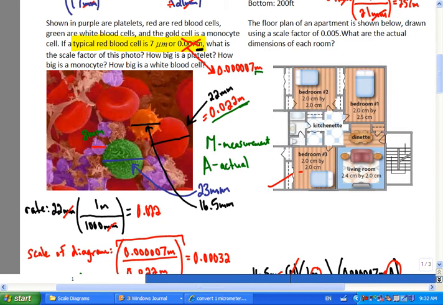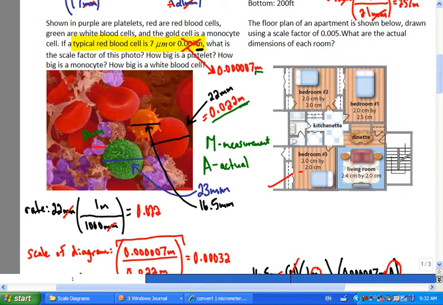I did this when I moved into my first apartment because I had to figure out where I could put all my furniture. Believe me, when you want to move, you want to do it as efficiently as possible because moving's no fun. So you want to know where everything's going to go. You want to be able to fit things in. So usually you'll take a quick sketch of the room, take some measurements, and try to figure out where you can place things. And for this one, if the apartment shown is drawn using a scale factor of 0.005, what are the actual dimensions of the room?